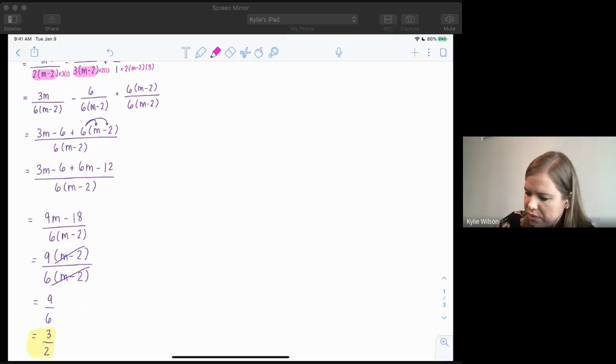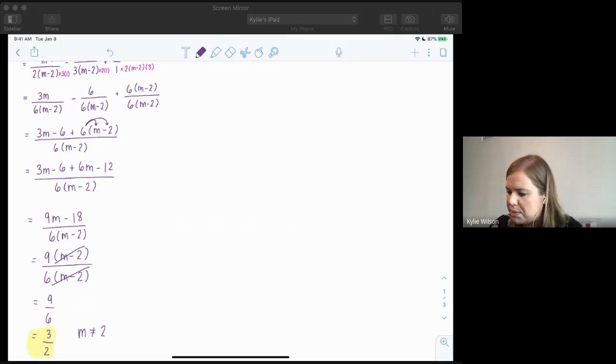So I kind of go through and I look here. And in the top here, from my first step, I have that m cannot equal 2. And if I keep looking, that is the only one. So that would be my final answer. So far, so good? Yes, Ethan.